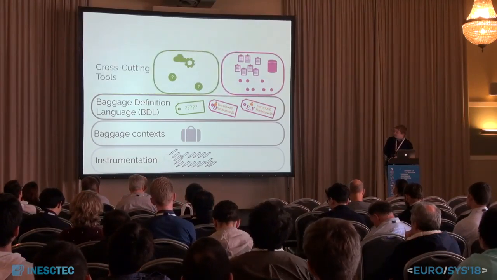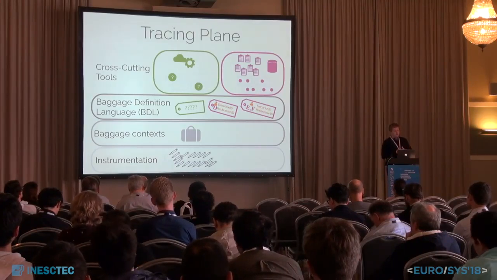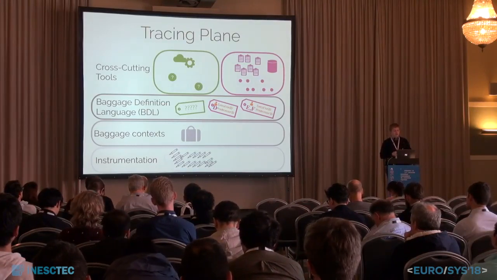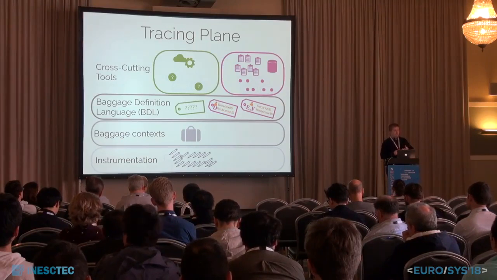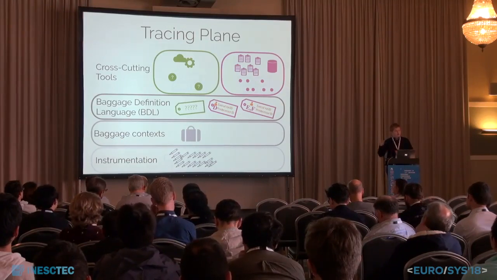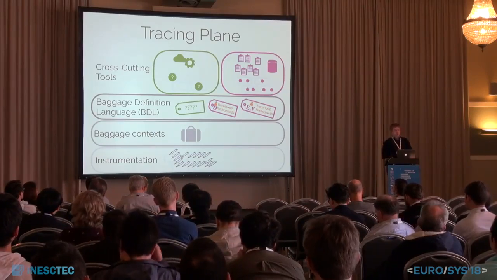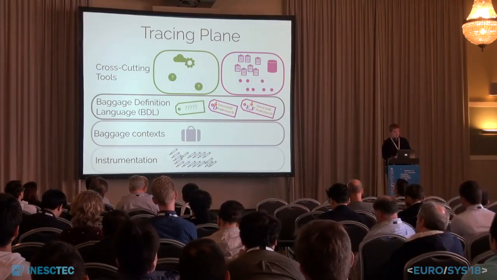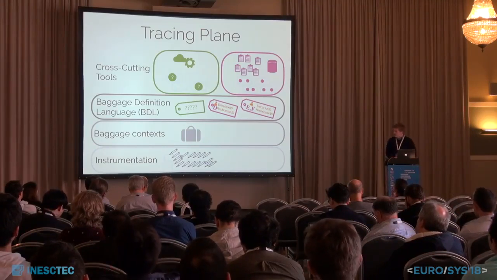Overall, this forms a layered architecture that we call the tracing plane, that separates the concerns of cross-cutting tools from system-level instrumentation. This separation has a huge benefit. Previously, someone deploying a cross-cutting tool would have to juggle several skill sets, and have to know everything from the underlying system all the way up to all the elements of the cross-cutting tool. By separating these things, we also separate the skill sets needed for each task, providing a lower barrier to entry for deployment. So I'll describe some of these layers in more detail, starting with the system-level instrumentation.